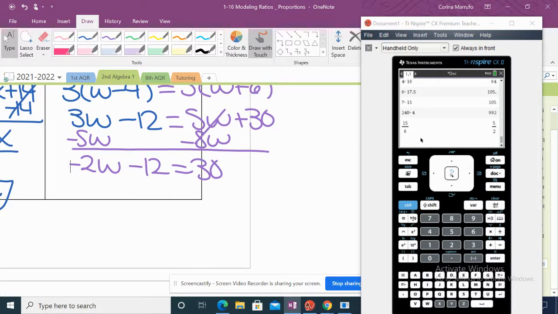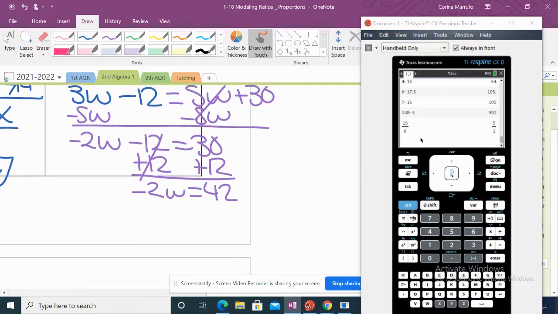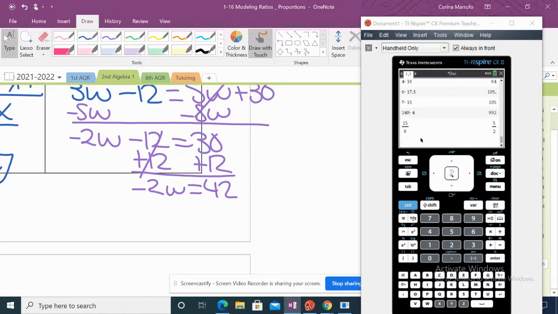Then from there, I'm going to move the 12 to the other side by adding. What I do to one side, I have to do to the other side. This cancels, negative 2w equals 42. And then our last step is to solve for w by getting rid of the negative 2. So I'm going to divide both sides by negative 2. These 2's cancel, these negatives cancel. We get w equals negative 21.